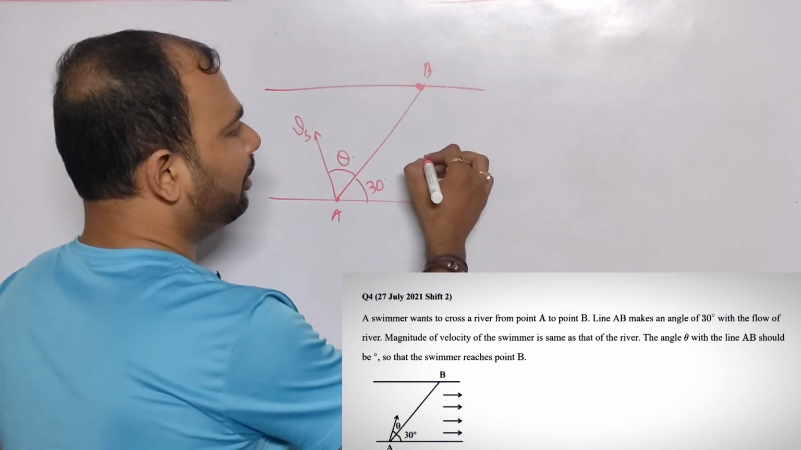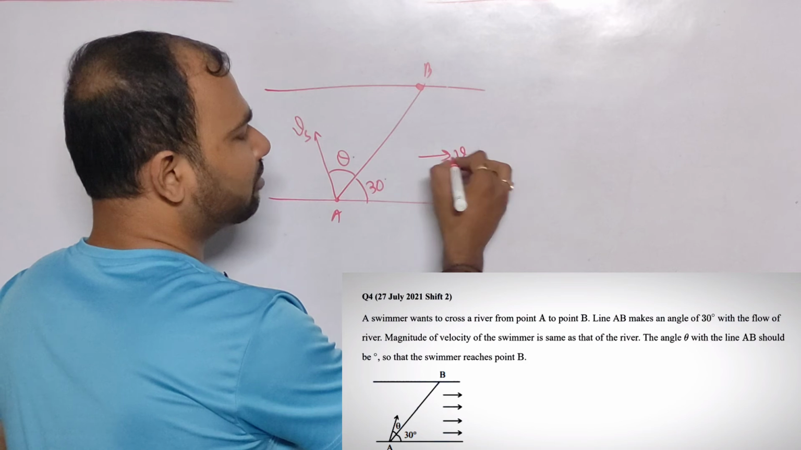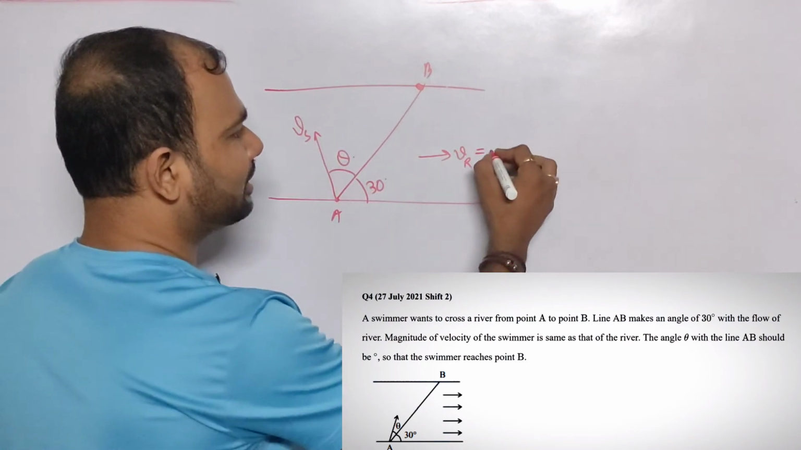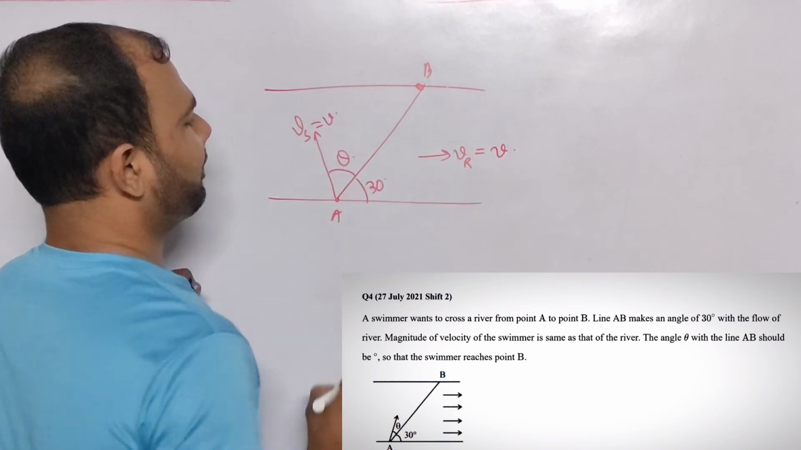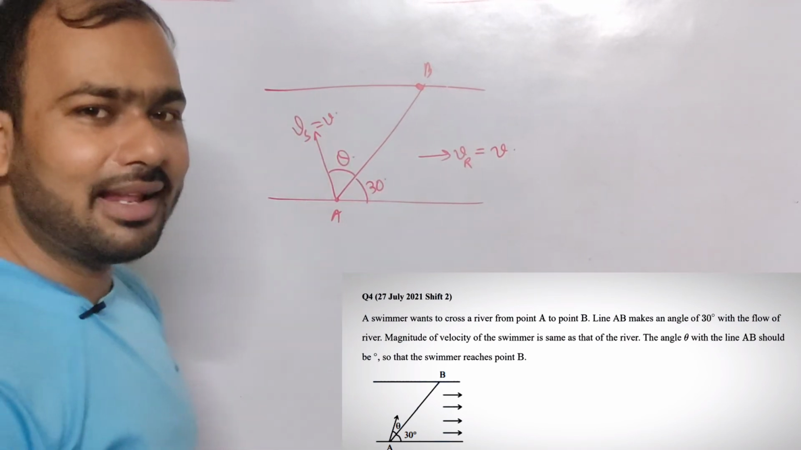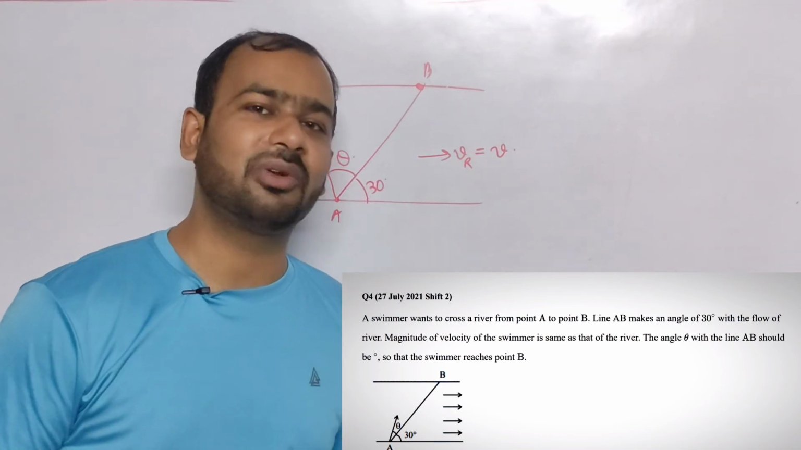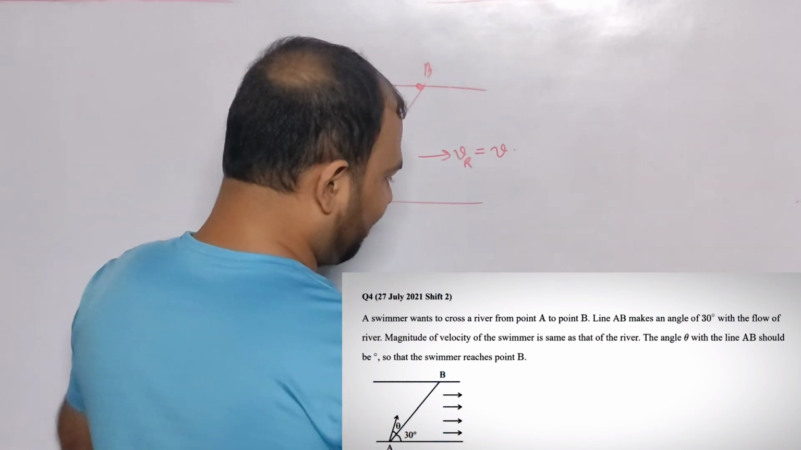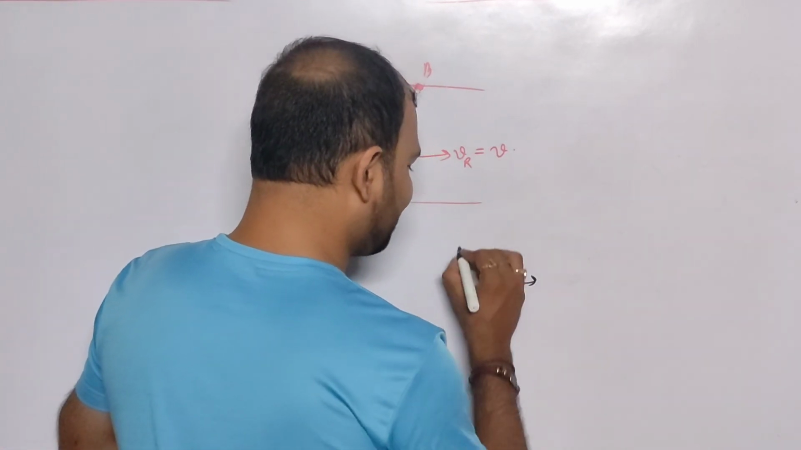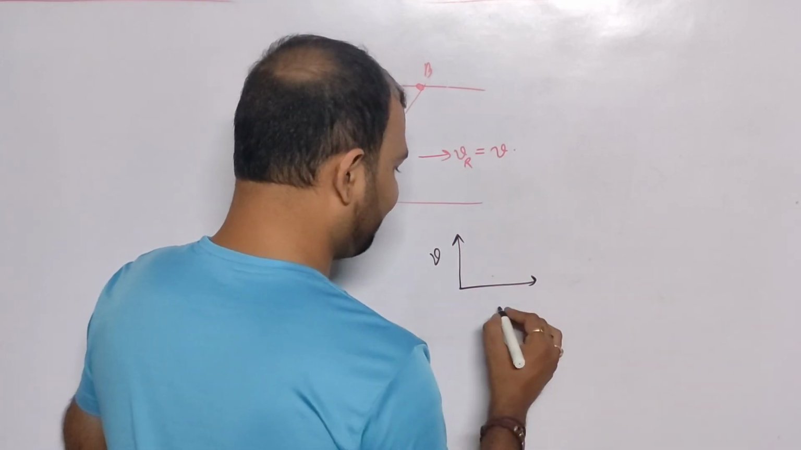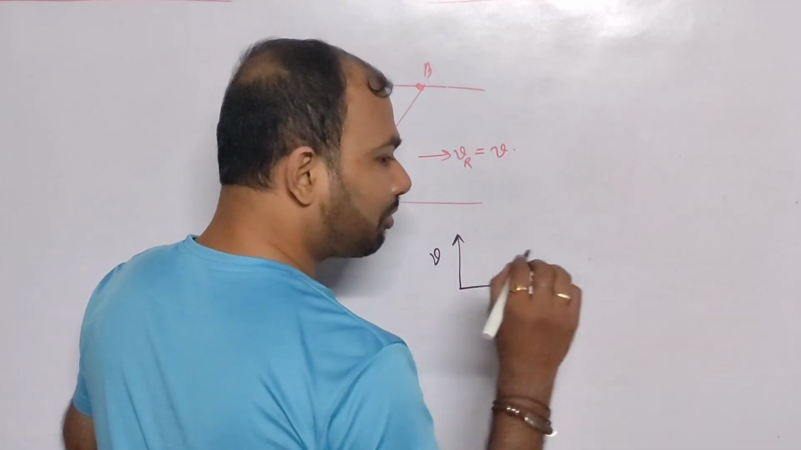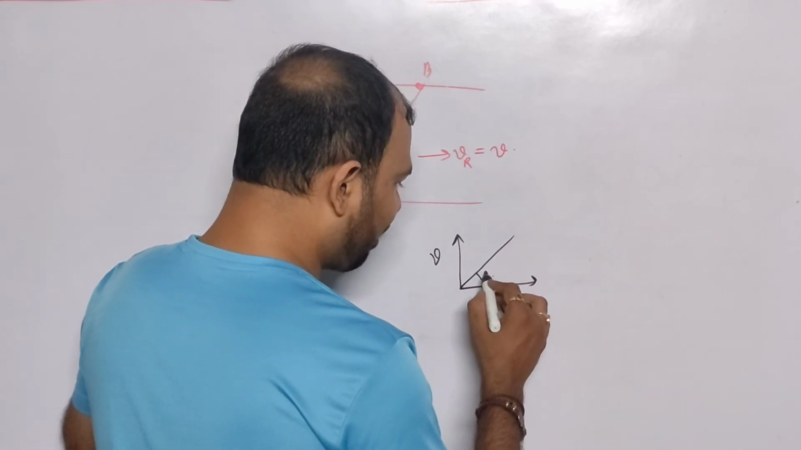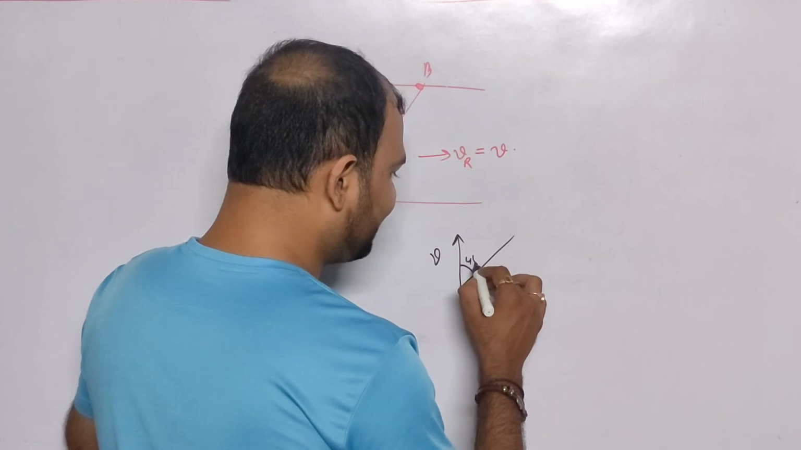Also, we have the velocity of the river equal to the velocity of the swimmer. Let us consider V equal to V. If we use the simple concept of vector resolution, we can simply find the answer to this question. Think about that. If two vectors are equal, V and V, what will be the direction of the resultant? The direction of the resultant will be 45 for this 90 degree.